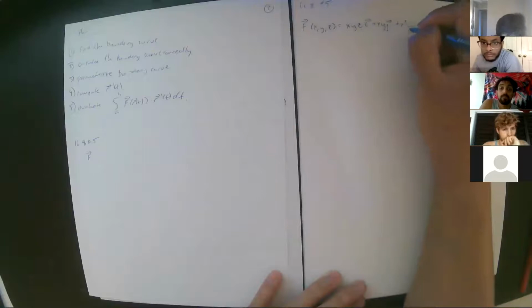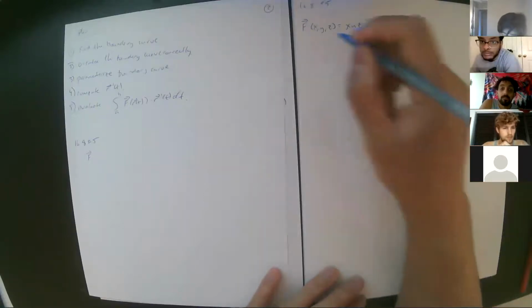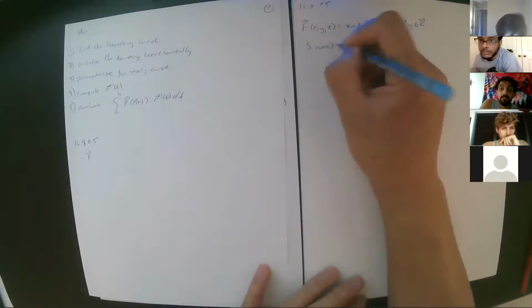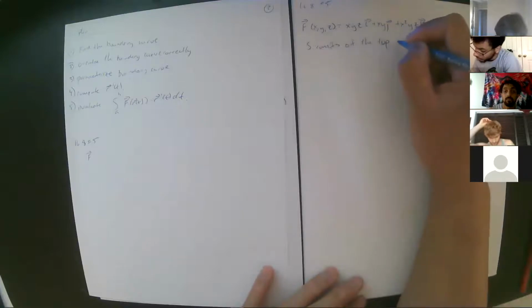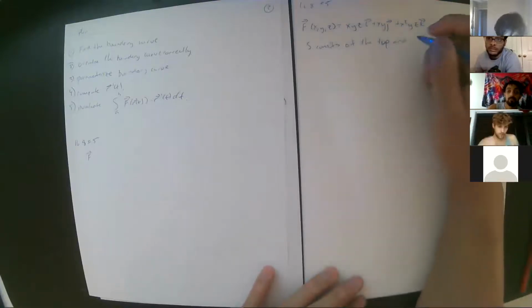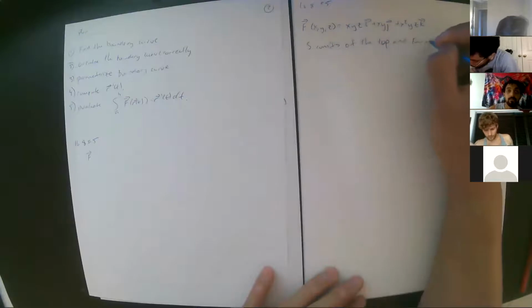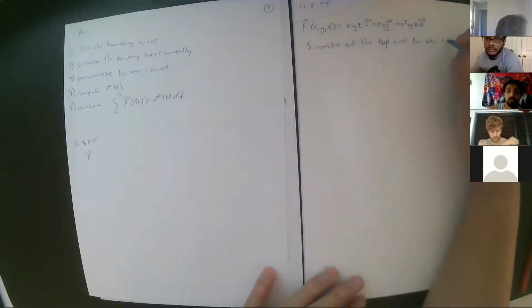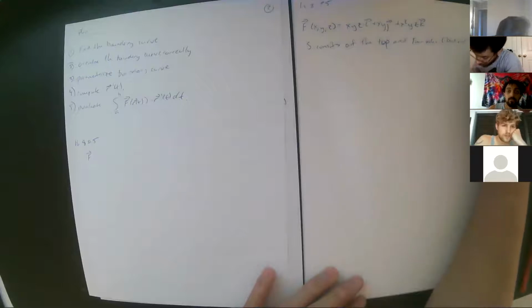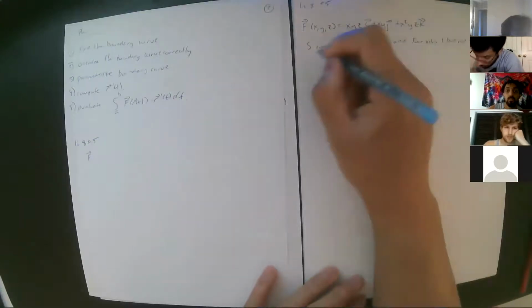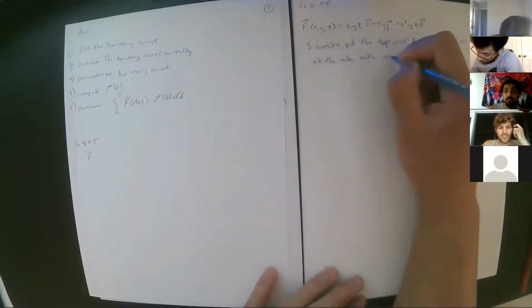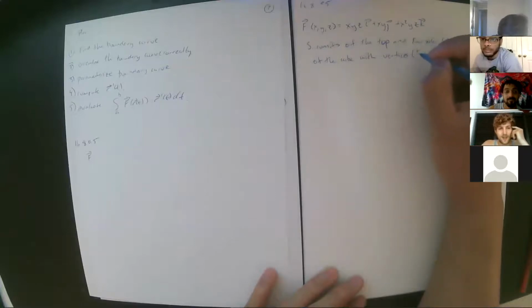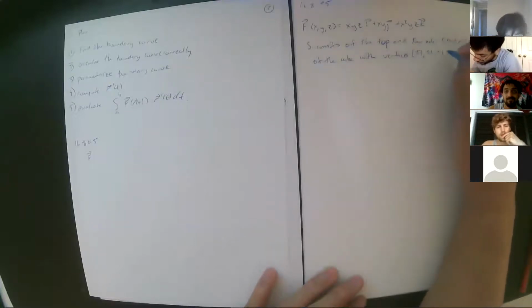XYJ plus x squared y zk. This consists of the top and 4 sides, but not bottom. Sounds more like a riddle than a question, to be honest. Of the cube with vertices plus minus 1, plus minus 1, plus minus 1, oriented outward.